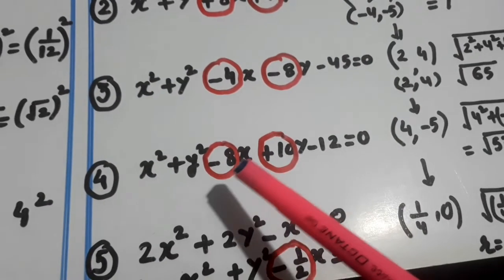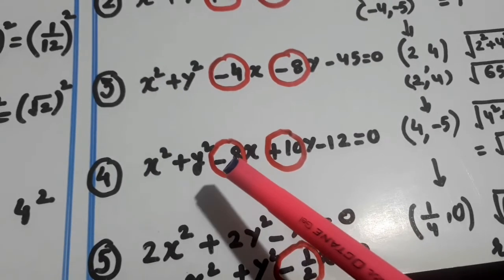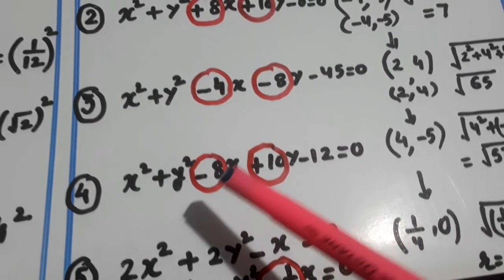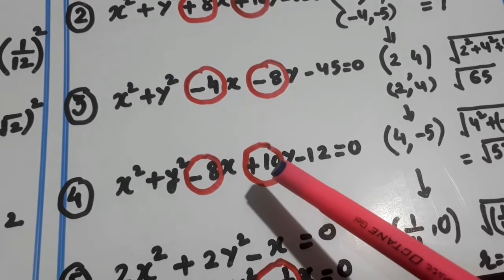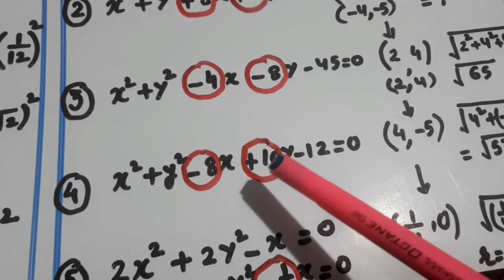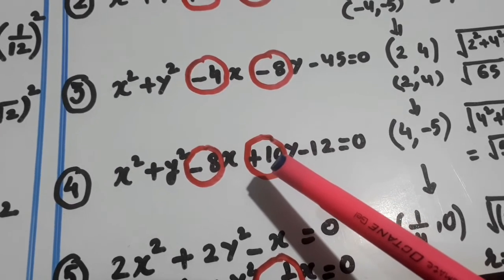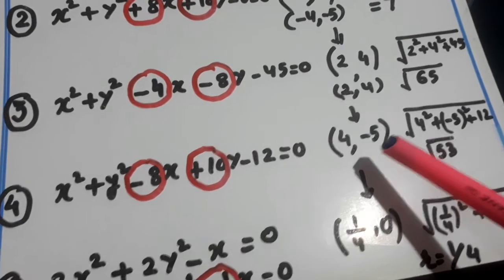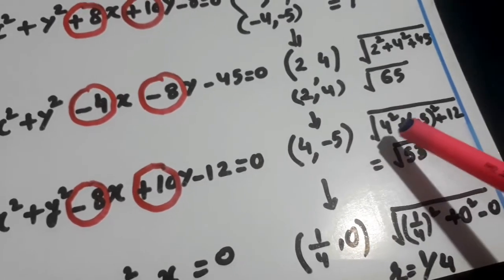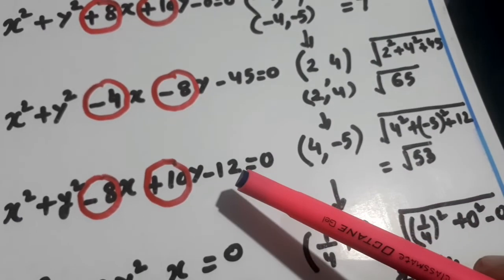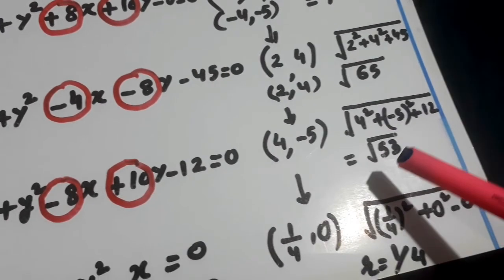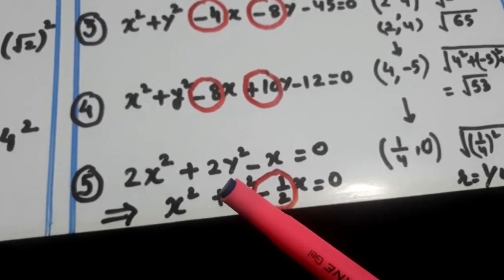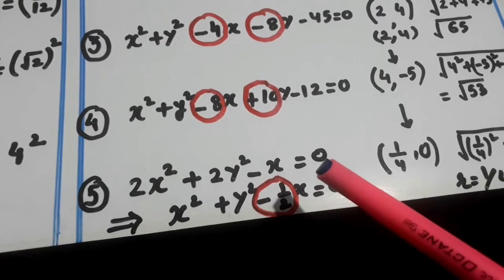Same way, here the coefficient of x is minus 8. Make it half, it will be minus 4. Change the sign, 4. Coefficient of y is plus 10. Make it half, 5. Change the sign, minus 5. So 4 square plus (minus 5) square, and constant term is minus 12, right, plus 12 here. So this becomes root 53. Last one is 2x square plus 2y square minus x equal to 0.